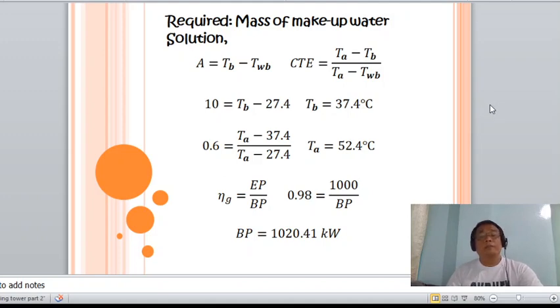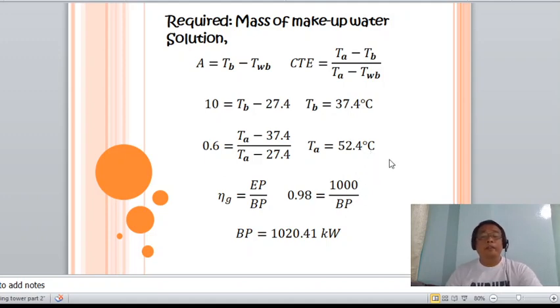Okay, so the mass of makeup water. Knowing that the approach is equal to the temperature of the entering water, of the leaving water rather, minus the wet bulb temperature. Okay, substituting this to the formula for cooling tower efficiency, the temperature of the leaving water now is 37.4 degrees Celsius. Or TB, yes, TB rather is 37.4, and then getting TA now. So TA, or the temperature of the water entering the tower, is 52.4 degrees.